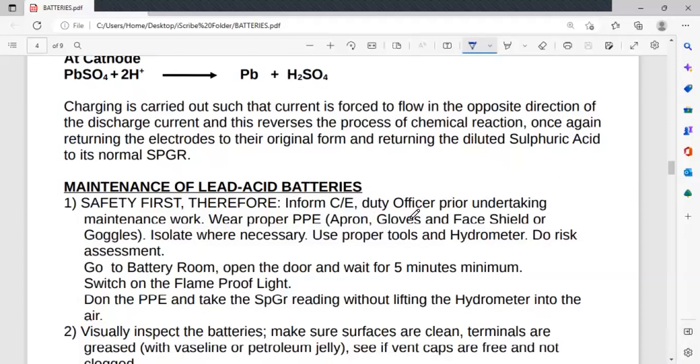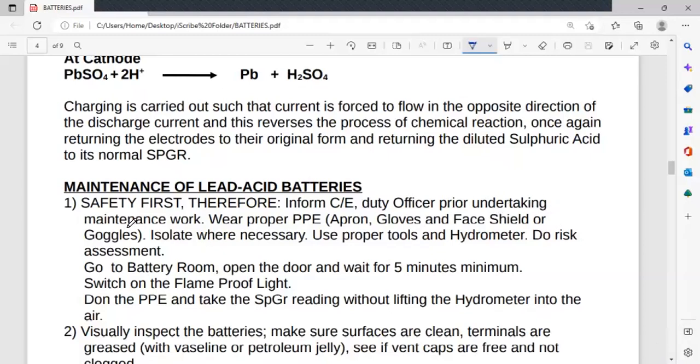So both apron and gloves have to be acid resistant, because that acid should not fall on your hands, the acid should not fall on your clothes. Face shield. You can have splashes that can go into your eye and damage your eyes permanently.